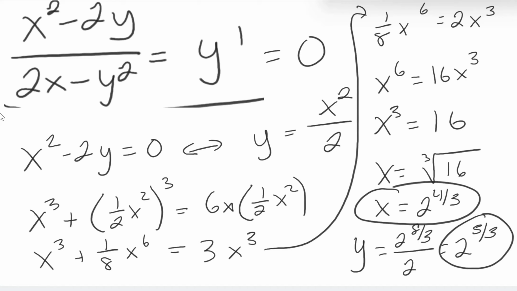So the only reason we did that was because trying to plug in the cube root of 16 into here, or into here, would have been a little messier to do. By changing it to the 4/3, we can use the power rules for the exponents, which makes our life a little easier. So the point where the horizontal tangent is at is 2 to the 4/3, and then 2 to the 5/3.